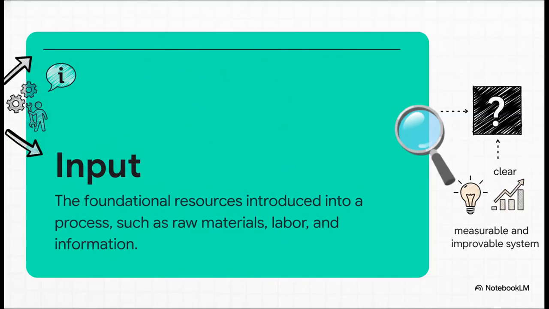Okay, so it all starts with the input. These are the basic resources you put into the process. It's the what you start with. So imagine a local bakery making a custom wedding cake. The inputs aren't just the obvious things like flour and sugar. Nope, it's also the detailed customer order, the electricity for the ovens, and of course, the baker's skilled time and labor. All of that is input.